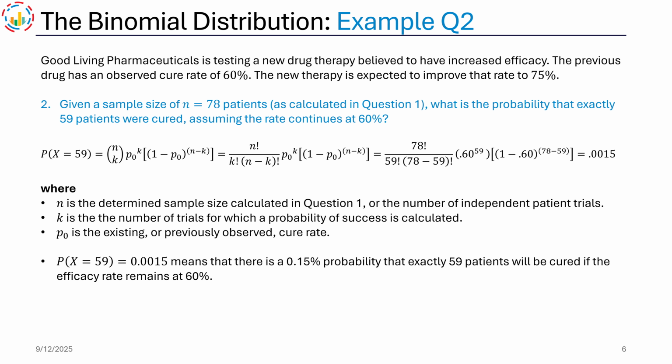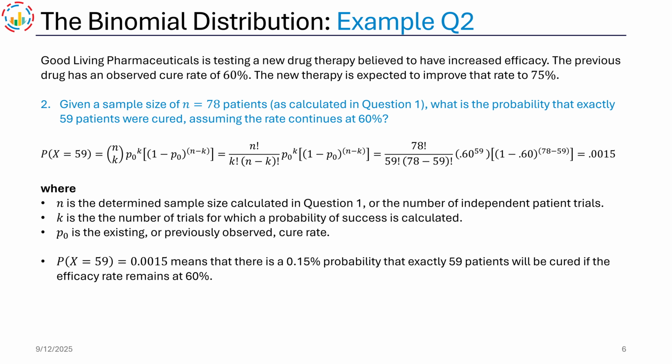Using the defined equation results in the formula of 78 factorial divided by the product of 59 factorial and the factorial of 78 minus 59. This is multiplied by 0.60 raised to the 59th power, and the result is multiplied by 1 minus 0.60 raised to the 78 minus 59th power. This calculation results in a value of 0.0015, meaning that there is a 0.15% probability that exactly 59 patients will be cured if the efficacy rate remains at 60%.